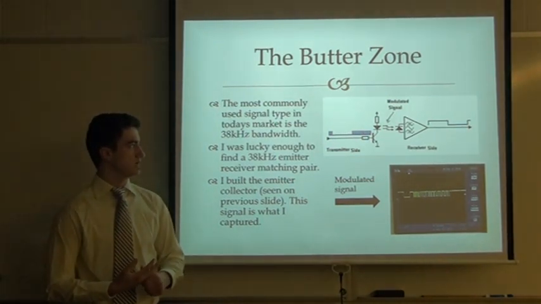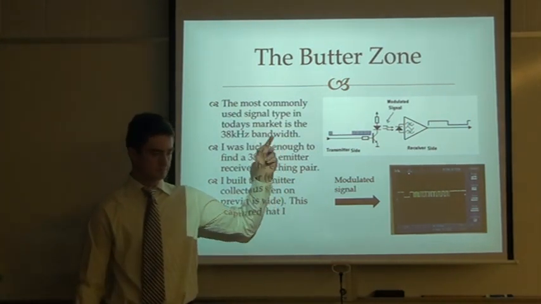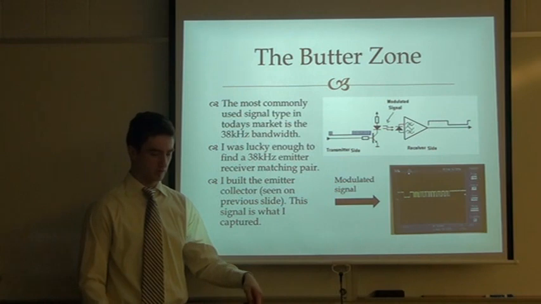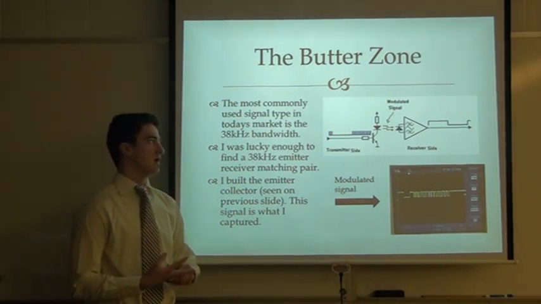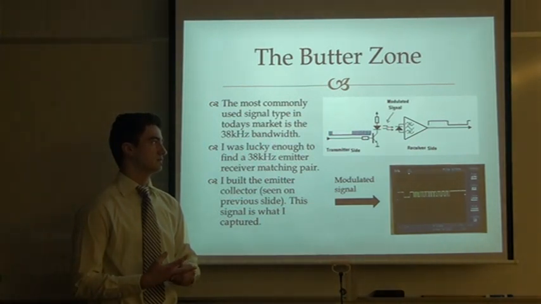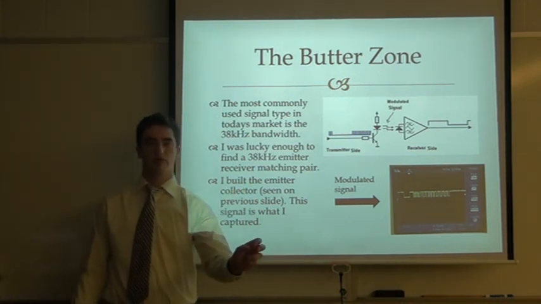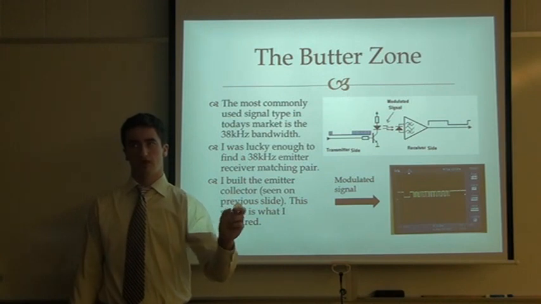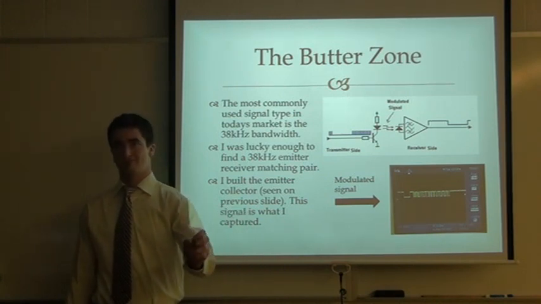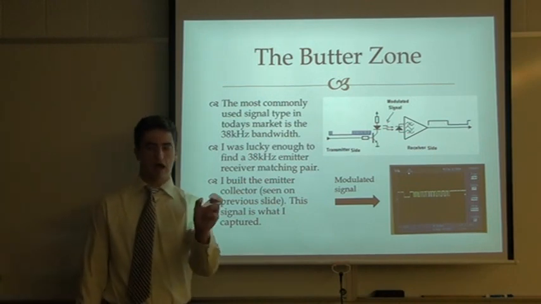So there's a modulated signal and a non-modulated signal. The remote, or the photodiode, is the demodulated signal. So it basically is several bursts of 38K, or a 38,000 hertz frequency, broken up into bunches where it looks high and low.